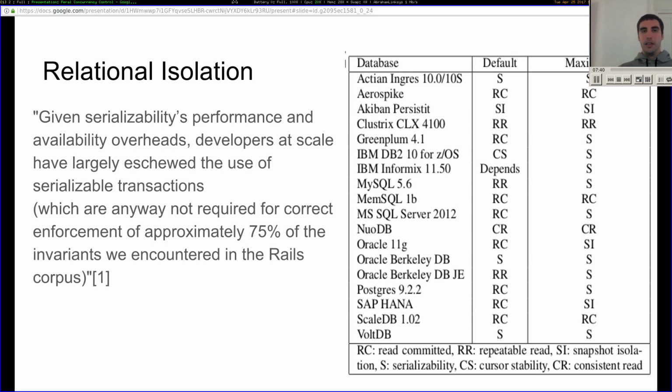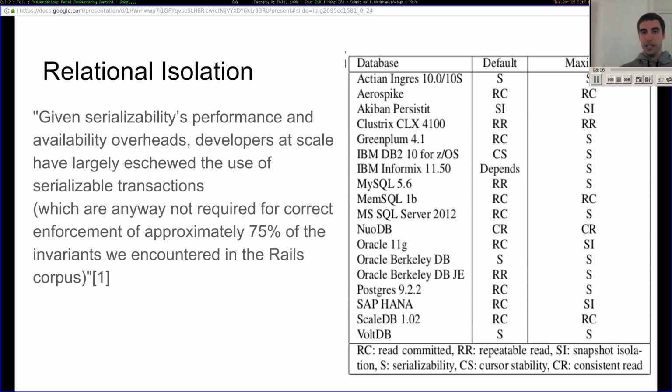The different isolation levels have performance costs. The paper we read says, "Given serializability's performance and availability overheads, developers at scale have largely eschewed the use of serializable transactions." And then it says that 75% of the things that they looked at actually didn't require serializable. If you look at this table on the right, it's just showing the default isolation level of a bunch of relational databases, and then the right column is the maximum possible isolation level that it supports.